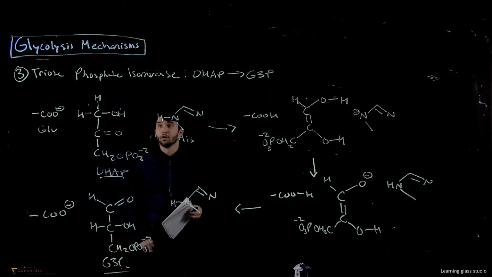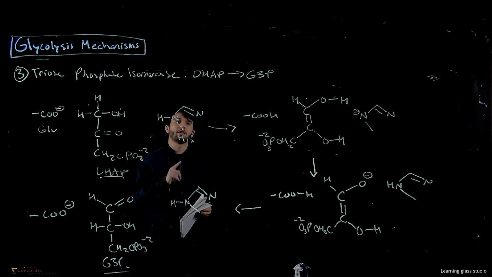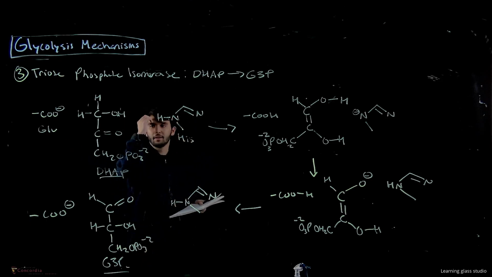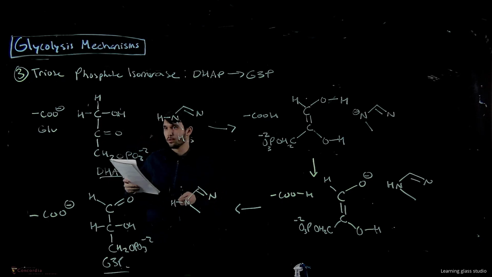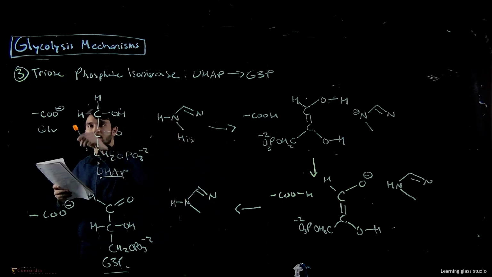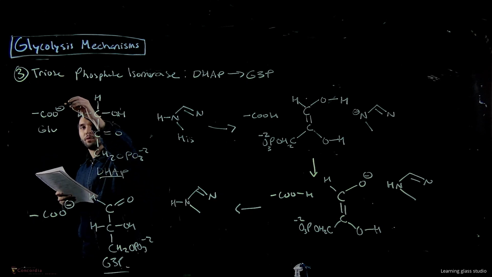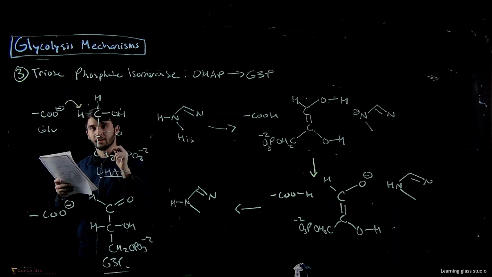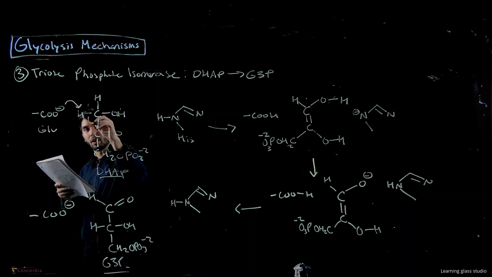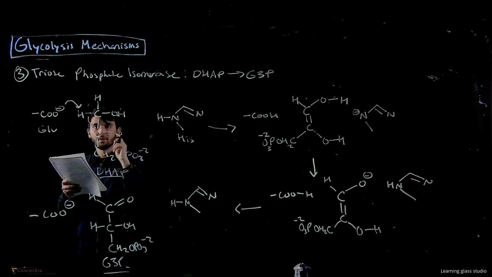All right, now looking at Triose Phosphate Isomerase. This converts DHAP back to G3P so that you have 2 G3P entering the payoff phase of glycolysis. So here we have a glutamate and a histidine in the active site, and here's DHAP. So the first thing that's going to happen is this carboxylic acid from glutamate is going to attack one of the protons, and then this is going to form a carbon-carbon double bond here.